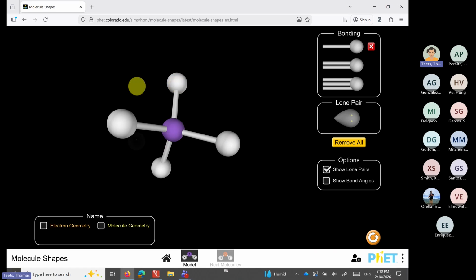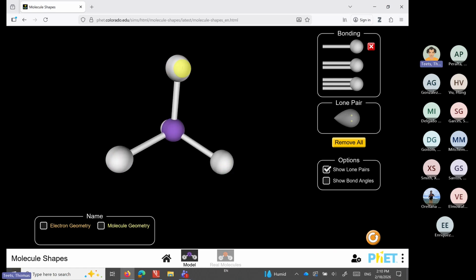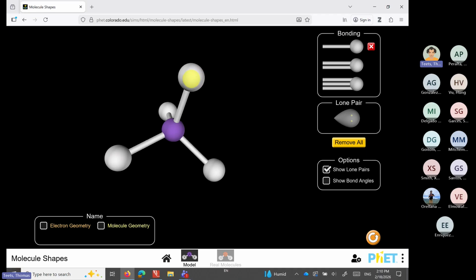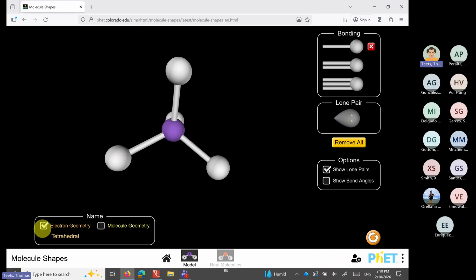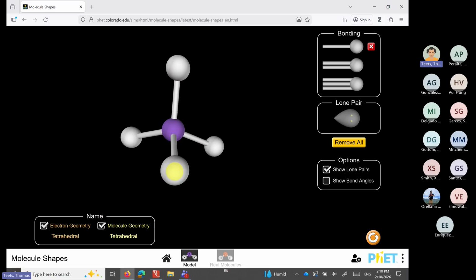And there's different ways of thinking about this. But the name that we give it, actually, they allow you to put the name in here. I didn't notice this. I don't know if you can read that from that far away, but the name that we give for the electron group arrangement is tetrahedral. And then again, if it was AX4, the molecular geometry would also be tetrahedral. So we call this tetrahedral.